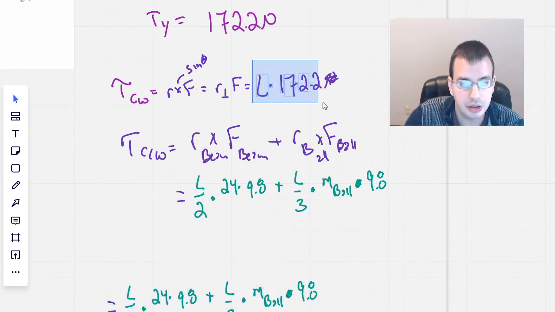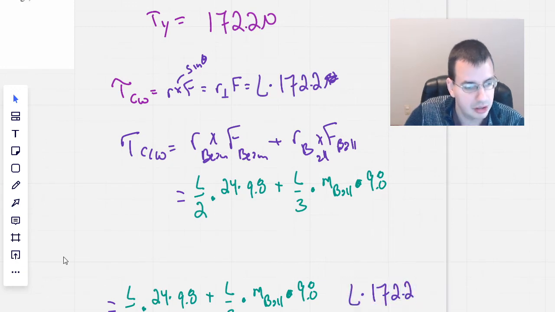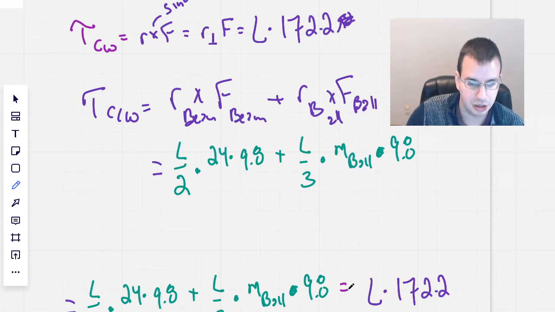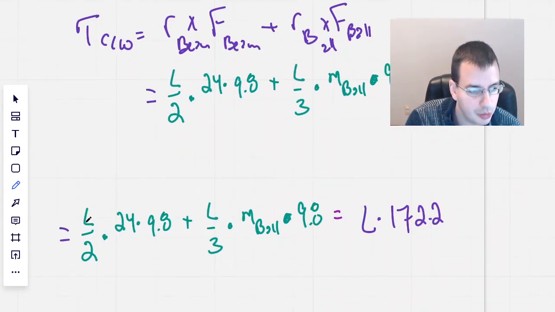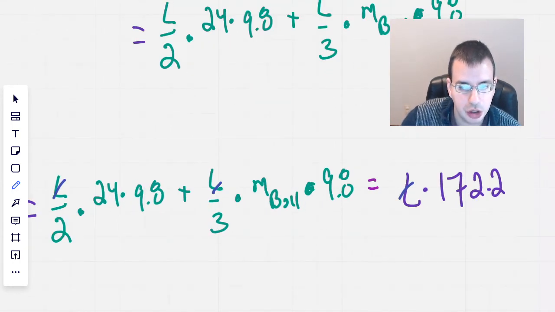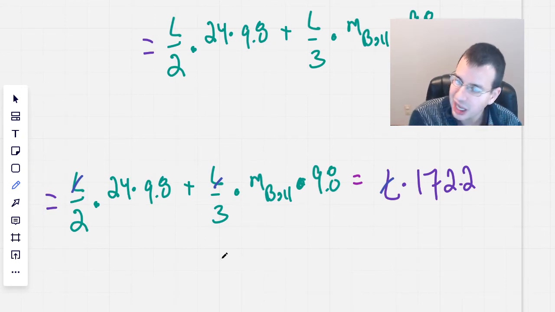Nope. There we go. Copy paste. Excellent. That's working more efficiently, though I probably should use a color other than purple. So now we can cancel the L's. We can move this over to the other side.